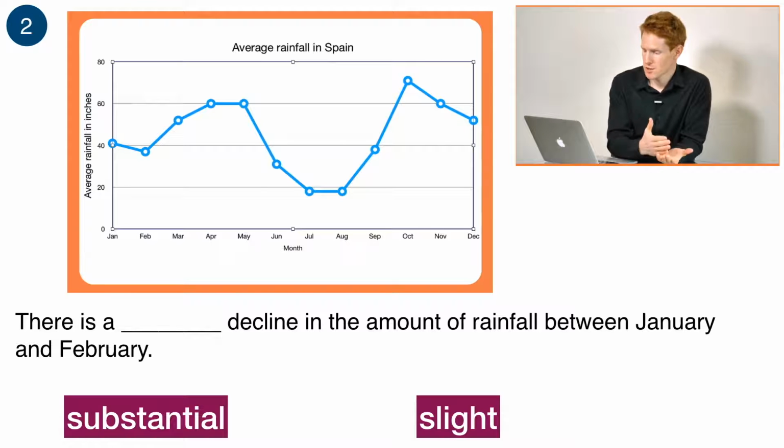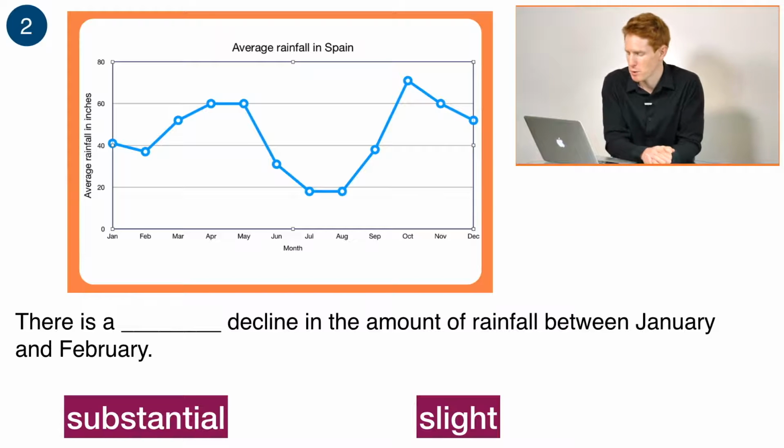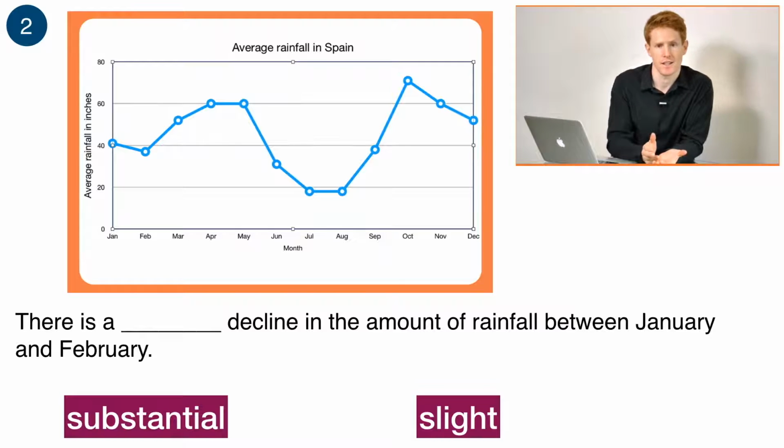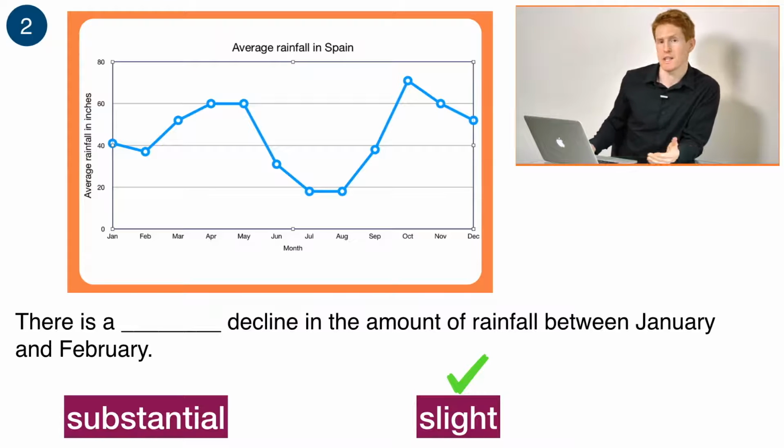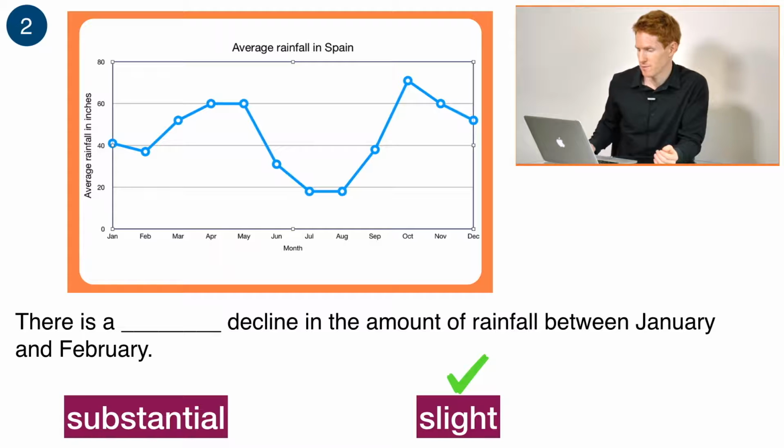There is a substantial or a slight decline in the amount of rainfall between January and February. What would you put here? Is it a substantial decline or is it a slight decline? It's a slight decline, which means a small decline. And substantial is the opposite. It means a large decline.